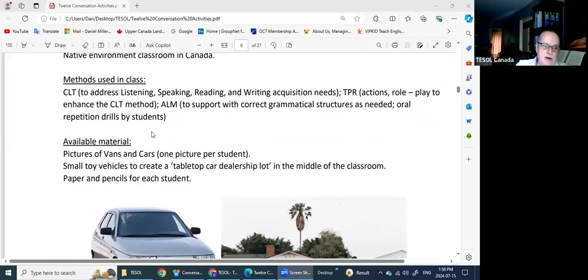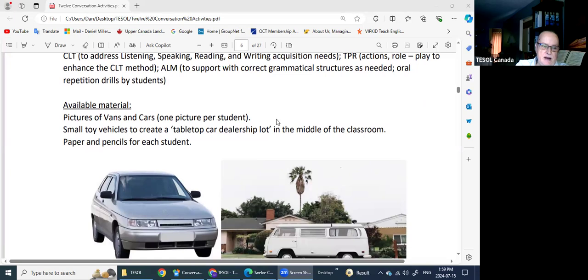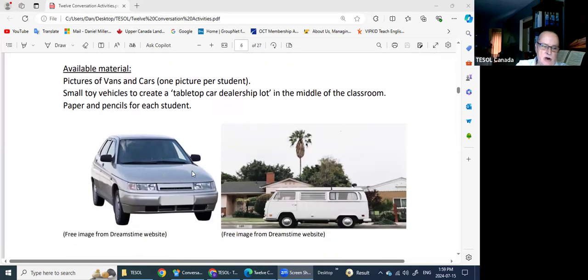I said the methodology I'm using is CLT to address listening, speaking, reading, and writing acquisition needs, combined with TPR, total physical response, which includes actions and role play to enhance the CLT method. Also ALM, audio-lingual method, to support with correct grammatical structures as needed, oral repetition drills by students. So the available materials are pictures of car or van.